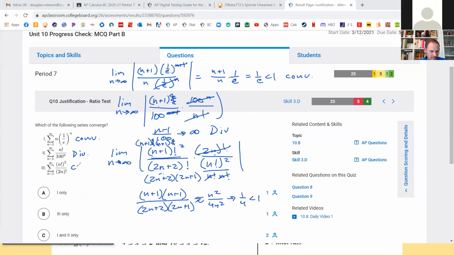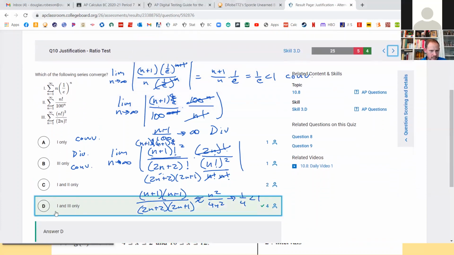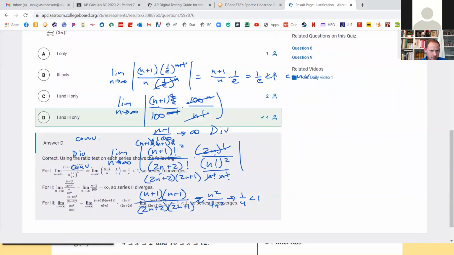So that means this guy, as nasty as he is, is also going to converge. So it looks like 1 and 3 are going to converge. Is that an answer choice? Oh, there it is right there. 4, you got that. That was pretty good. That was a tough one. Yep. And yeah, lots of work to show on that one.